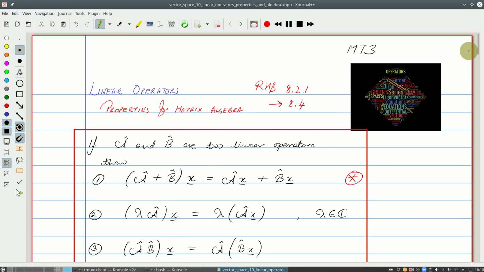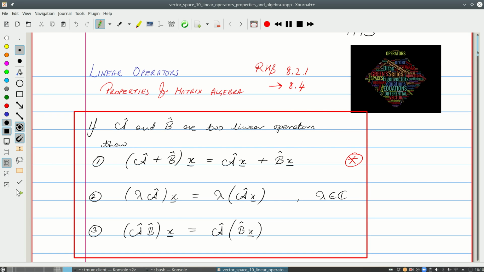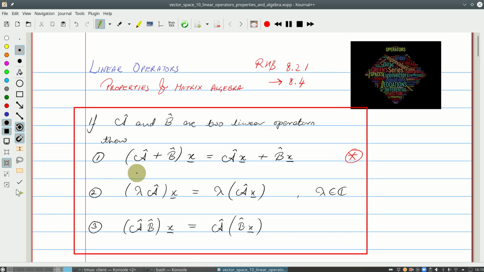The very first thing we're going to look at here are the basic properties of linear operators. The first is that if you have linear operators A and B operating on vectors in a particular space, then the linear operator A plus linear operator B operating on X is equal to A operating on X plus B operating on X. Now I put a star here because this only works if A and B transform X into the same space. Now think about it.